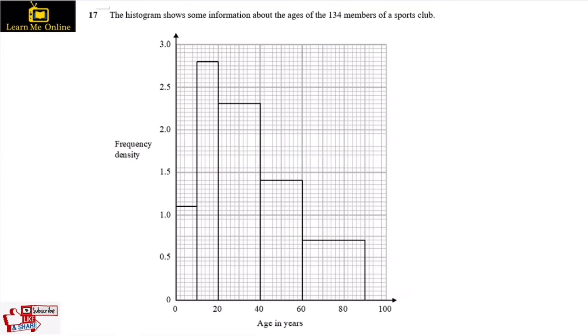Here we have got the next question, and the topic is a histogram. We know that this is a histogram. How do we know this is a histogram? Because there are no gaps in between the bars. And the x-axis is age, where the y-axis of a histogram is always the frequency density. The diagram shows some information about the age of 134 members of the sports club. So the total is 134.